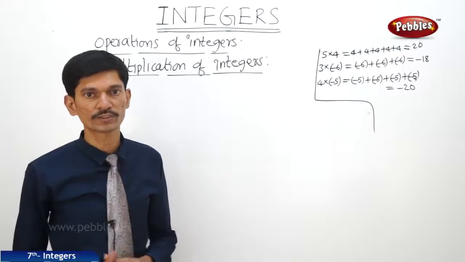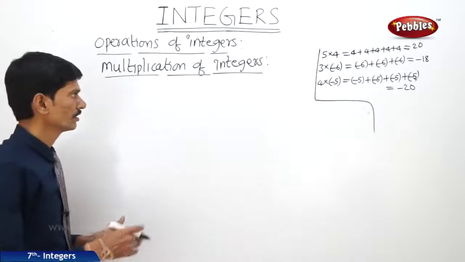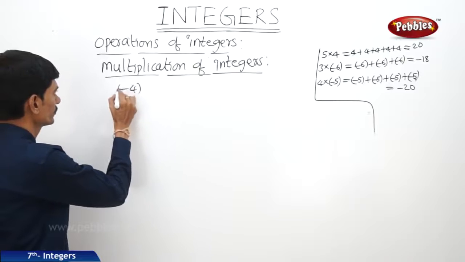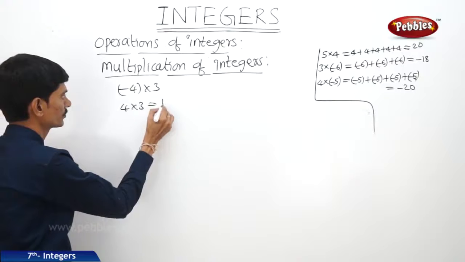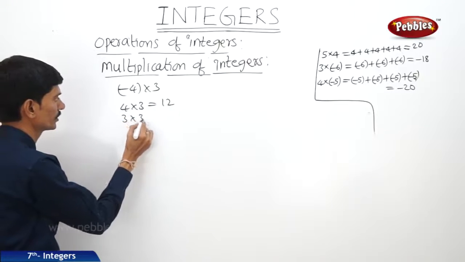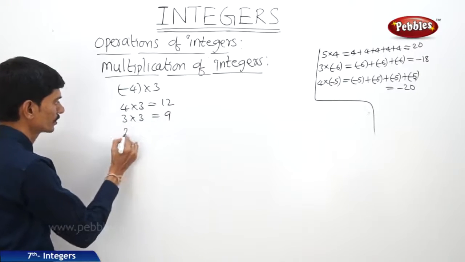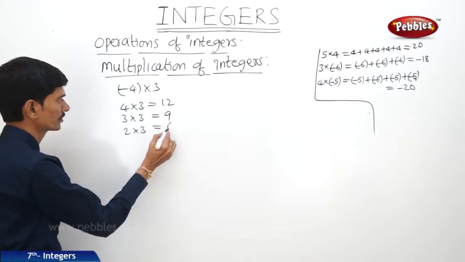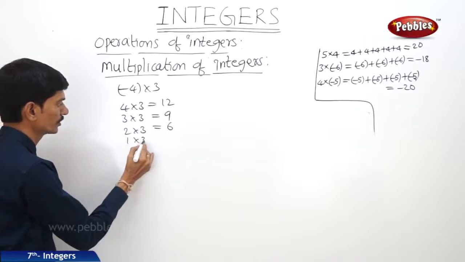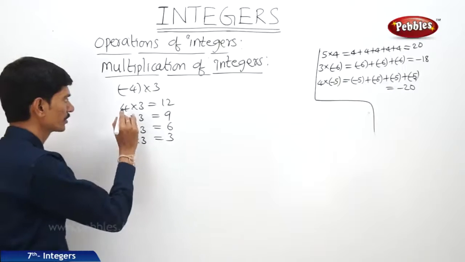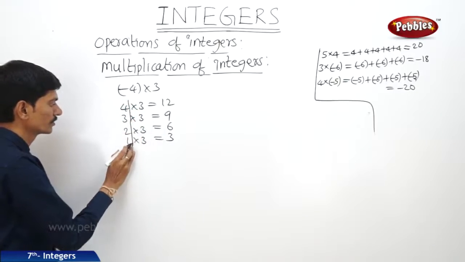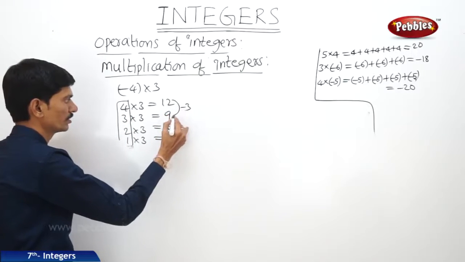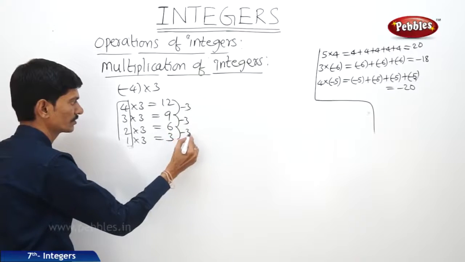Now let us see the multiplication of a negative integer by a positive integer. Let us see minus 4 into 3. For this, first we will take 4 into 3 equals 12, 3 into 3 equals 9, then 2 into 3 equals 6, 1 into 3 equals 3. So when you decrease the multiplicand by 1 each time, the product is decreased by 3. So 9 minus 3 is 6, 6 minus 3 is 3.